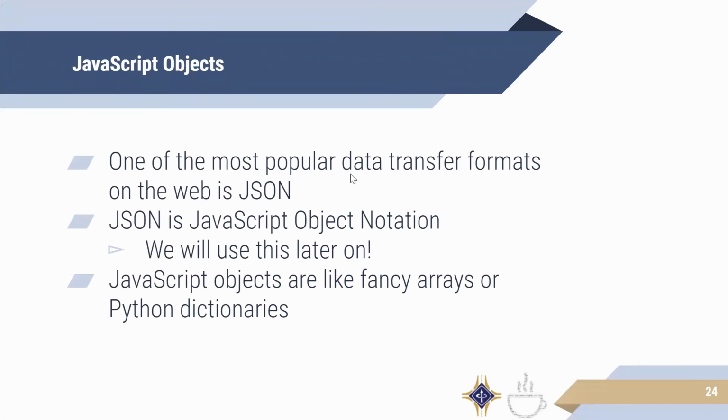So this one is a bit more complicated. JavaScript objects. A JavaScript object, or JSON as the shorthand file version of it, is JavaScript Object Notation. It's basically a very fancy array or a Python dictionary, if you're familiar with that kind of context. And it is probably one of the most popular and widely used data transfer formats on the web. You will be using JSON and JavaScript objects a lot for your final project, so please make sure you're familiar with how this works.